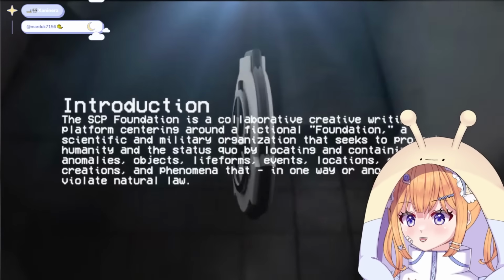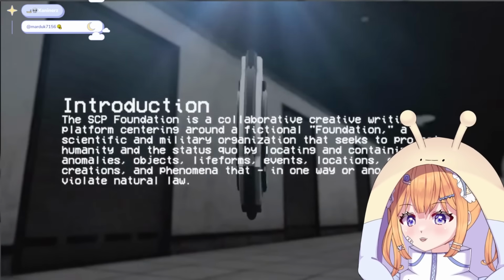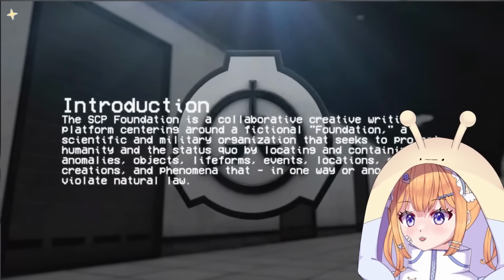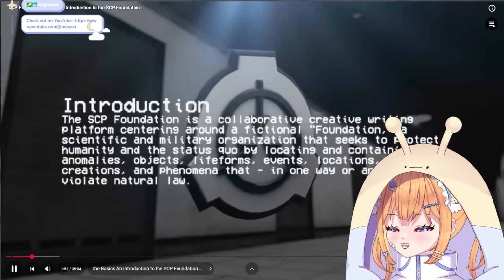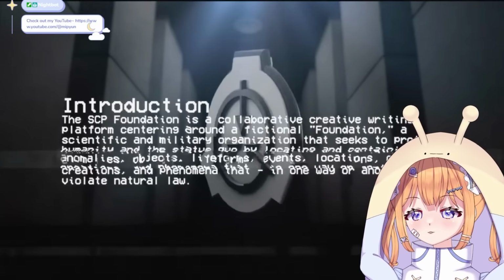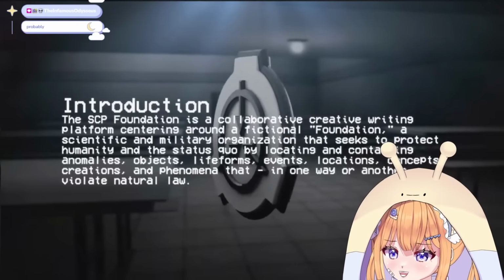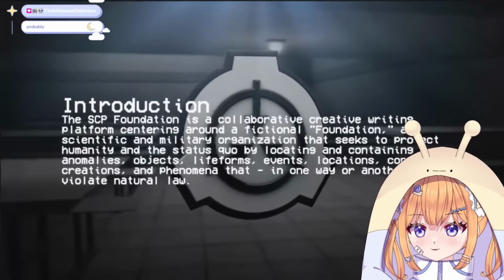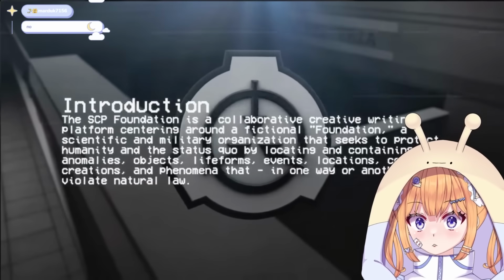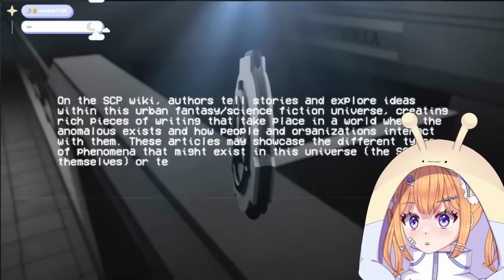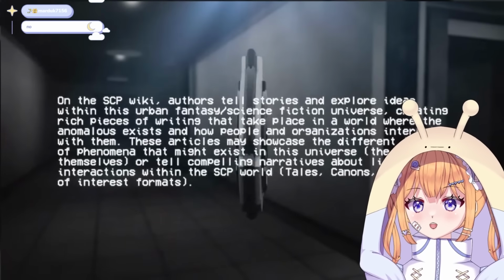Introduction. The SCP Foundation is a collaborative writing platform centering around a fictional foundation, a scientific and military organization that seeks to protect humanity and the status quo by locating and containing anomalies, objects, life forms, events, locations, concepts, creations, and phenomena that, in one way or another, violate natural law. Ooh. On the SCP Wiki, authors tell stories and explore ideas within this urban fantasy science fiction universe.